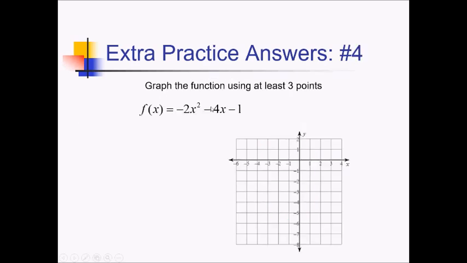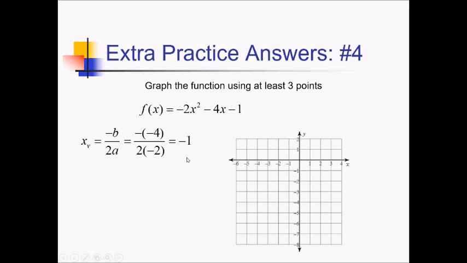For this problem, we're graphing a parabola in standard form, so that means I'll start by finding my vertex using the x value of the vertex equals -b over 2a. So let's see here, our b value is -4, that's the coefficient of x, so we have -4 up top. Down below, 2 times a, that's going to be 2 times this -2 here. So we have +4 over -4, which is -1.